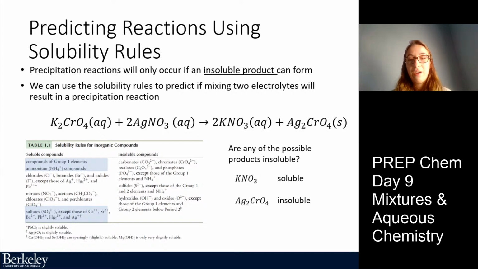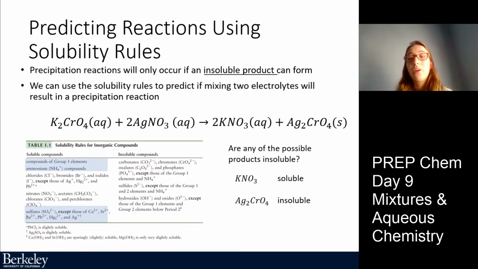So we'll have our potassium nitrate, and because that's soluble, we can label that as aqueous by denoting that with the AQ after the product. And then we'll also have our silver chromate, and because of the solubility rules, we know that that is a solid.